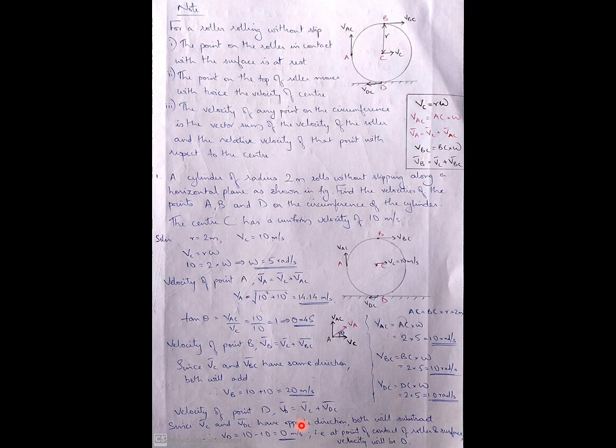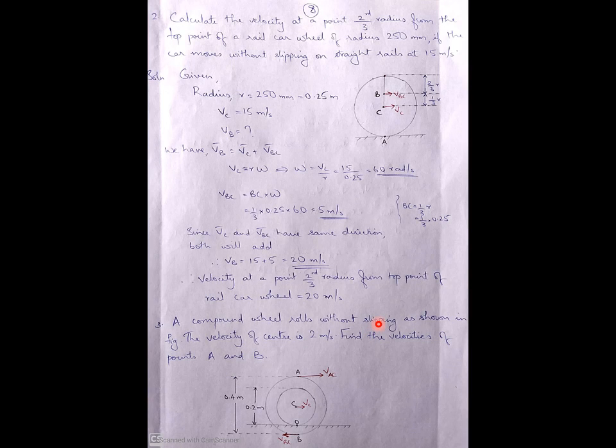Which means here we can see, as we have written in the note, that point D, in contact with the surface, is at rest, which means at point D it is 0. Now point B, at the top of the roller, has twice the velocity of the center, which means VB equal to 2 times VC, which is 20 meter per second. So these things have been written as a note. That's all. Anyway, modify this radians per second to meter per second in all these cases.